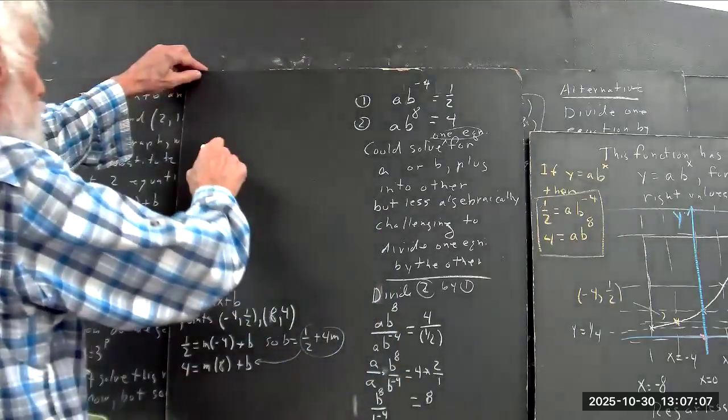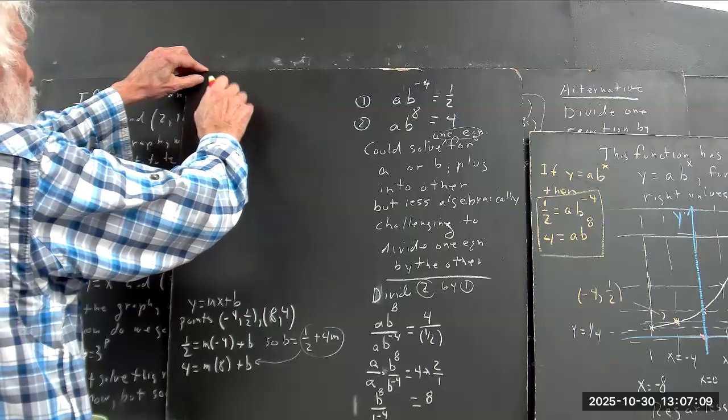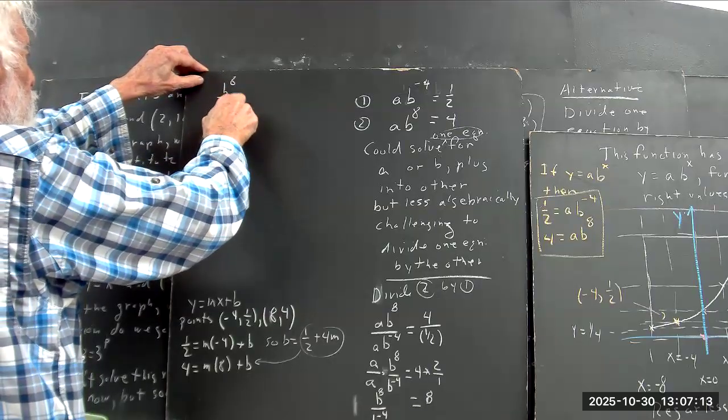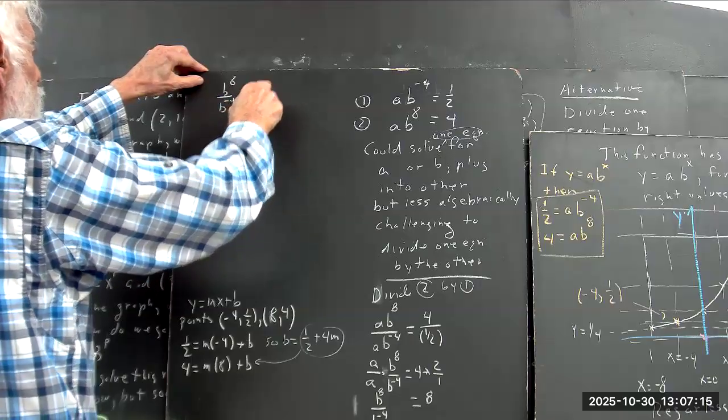Well, we're kind of out of room here, so we'll come up here. We've got b to the 8th divided by b to the negative 4th equals 8.